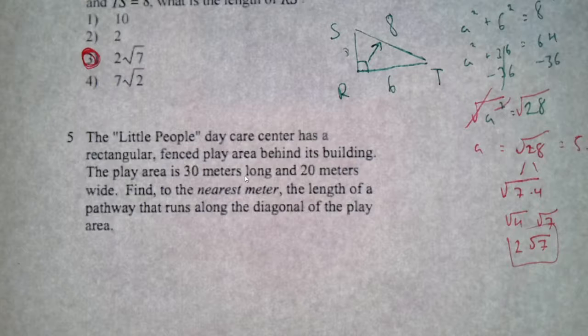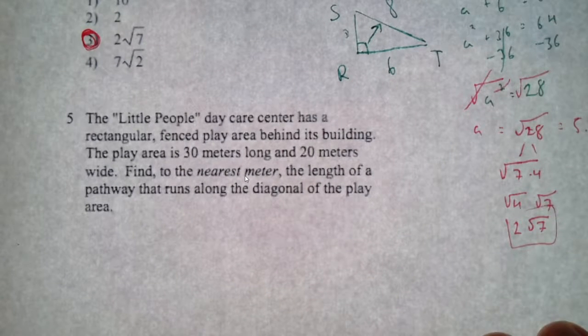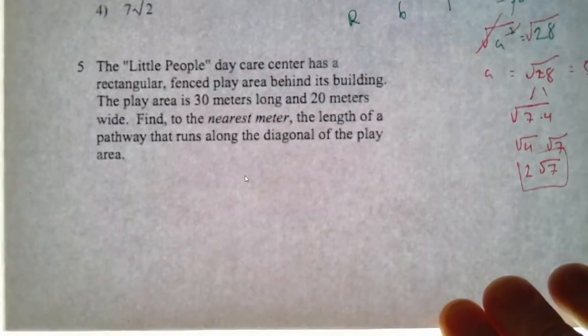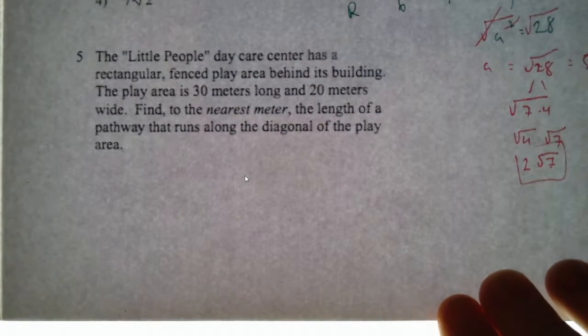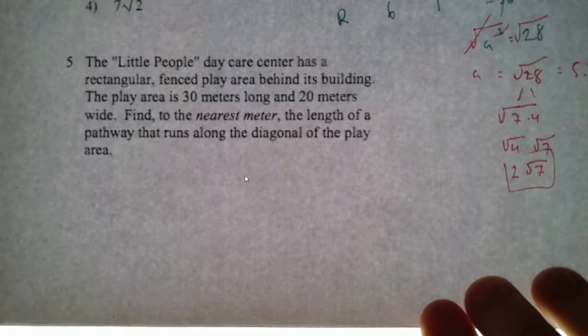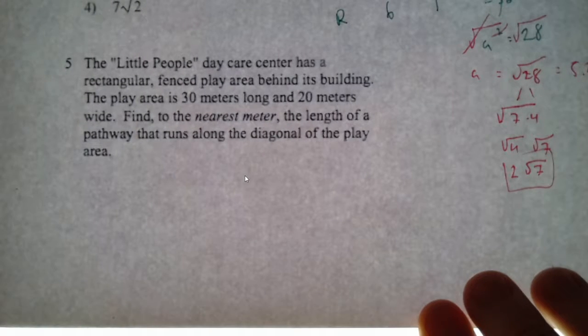The Little People Daycare Center has a rectangular fenced play area behind its building. The play area is 30 meters long and 20 meters wide. Find to the nearest meter the length of a pathway that runs along the diagonal of the play area.